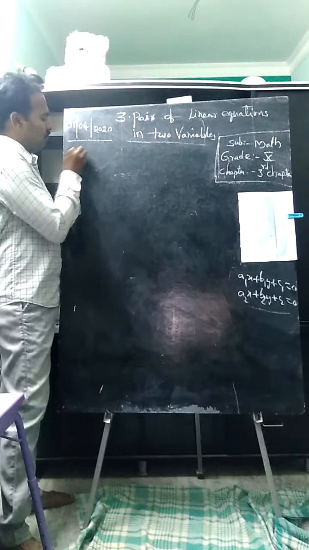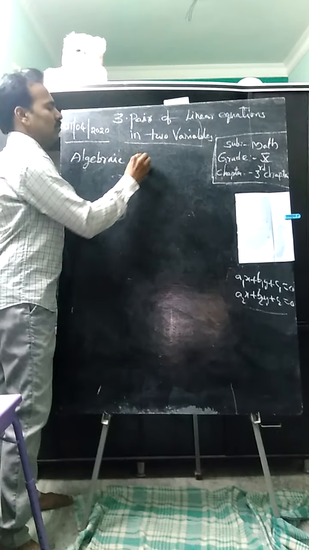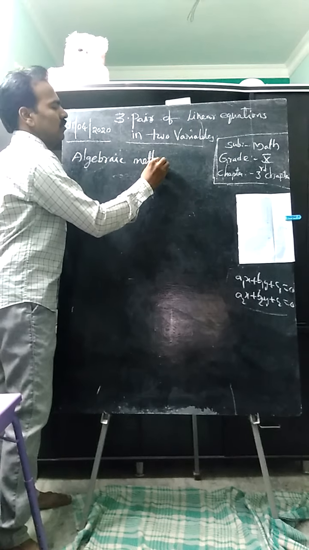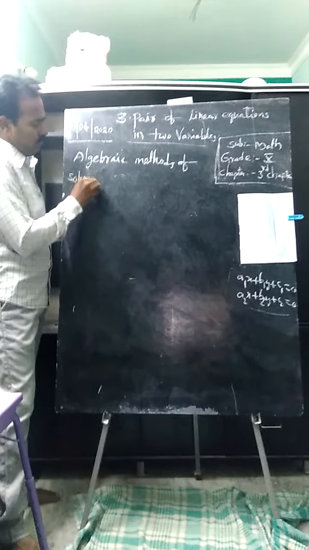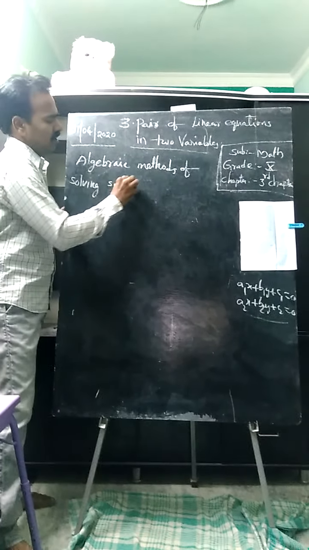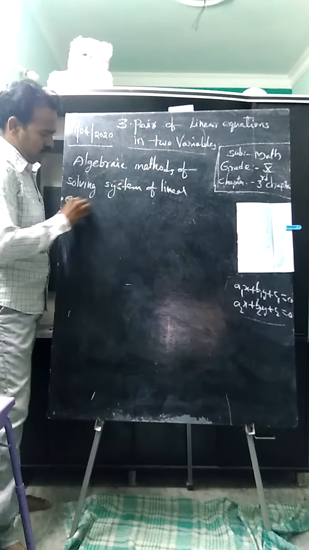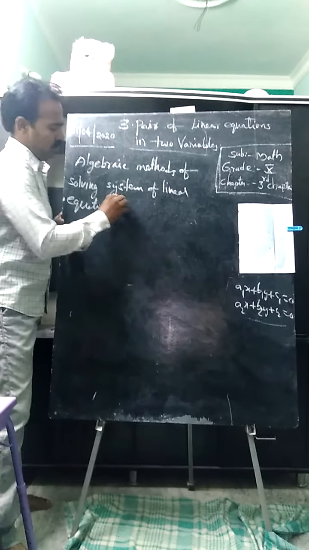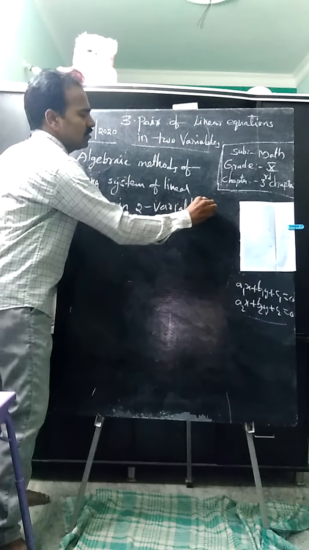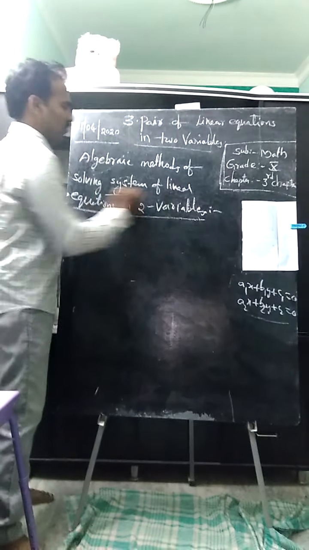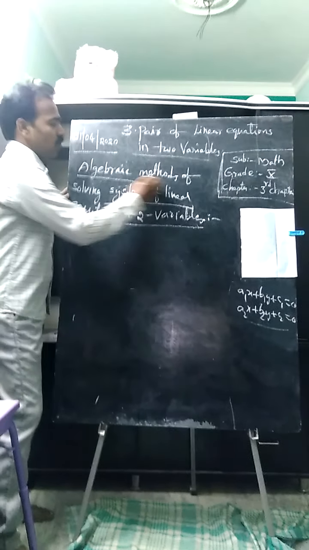We have mainly algebraic methods of solving a system of linear equations in two variables. As we discussed in an earlier class, a system of linear equations in two variables is nothing but a pair of linear equations in two variables. What are algebraic methods?